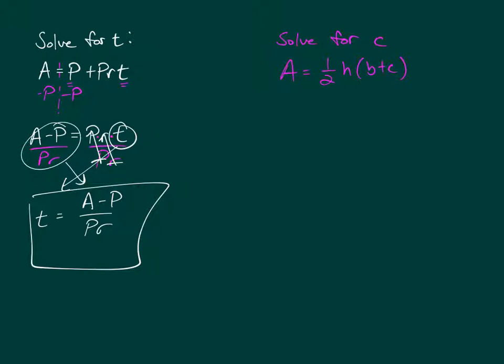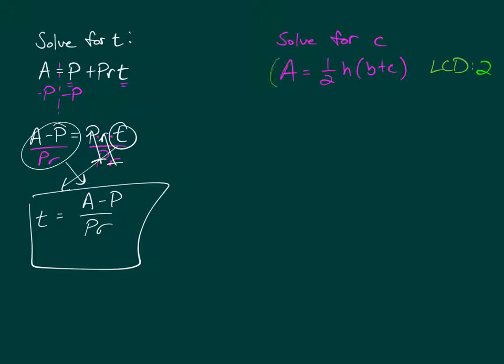In this next example, we don't have that access to c. We would have to first distribute this 1/2 h to b and to c before we can start moving terms from the left to the right or from the right to the left. But even before that, this is concerning to me. I do not want to have this fraction in my equation. So as you may have guessed, you can use an LCD here. And luckily, there's just this one denominator, so I know the LCD here will be 2.